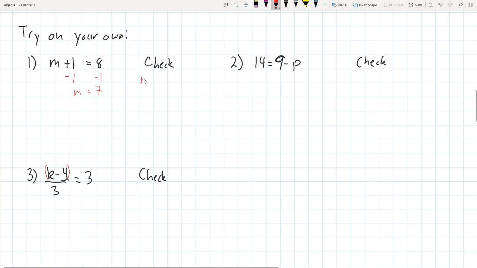Now I'm going to check it. I have m plus 1 equals 8. This turns into 7 plus 1 equals 8. 7 plus 1 is 8, which equals 8.